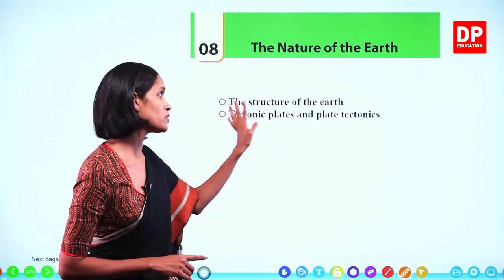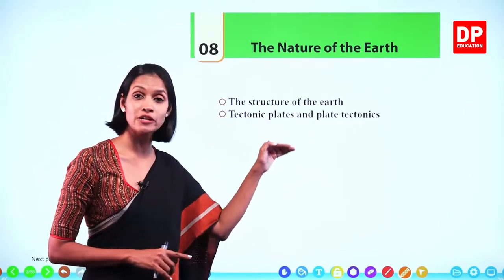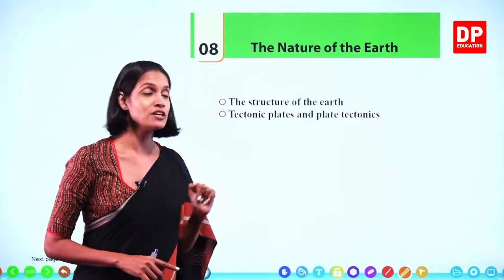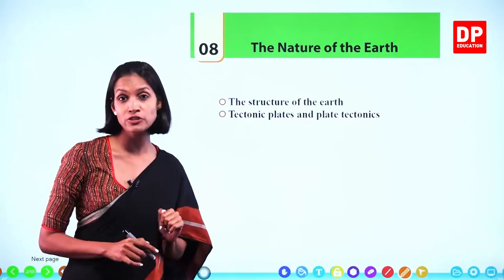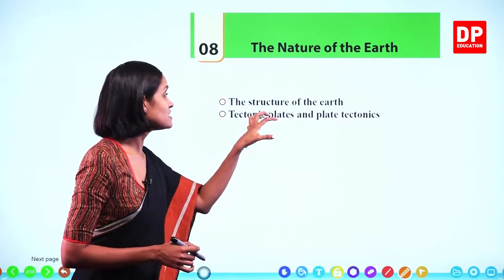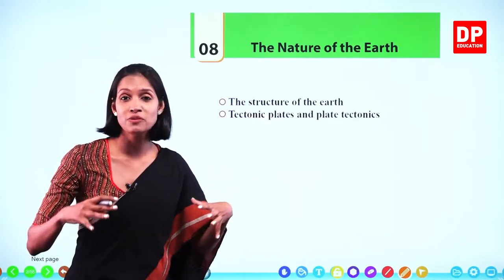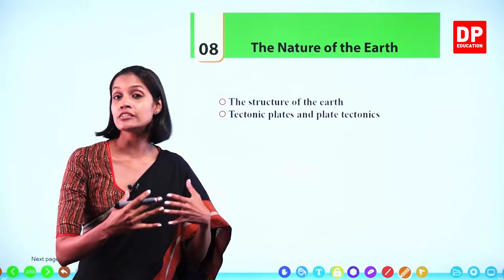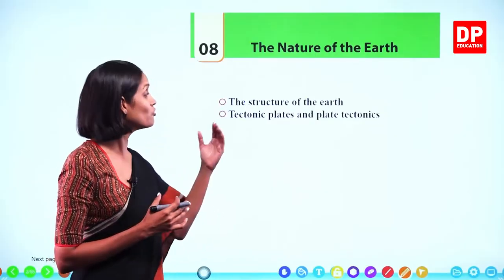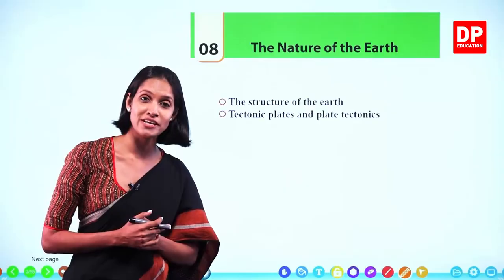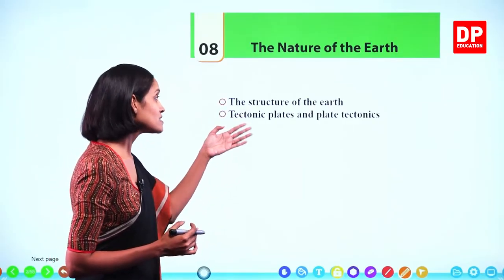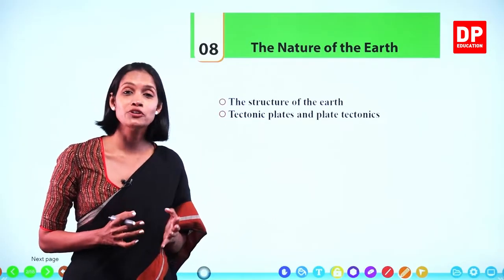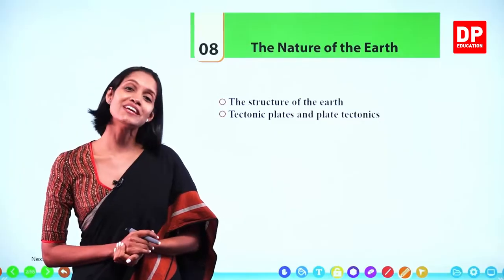And tectonic plates and plate tectonics. I'm sure you are going to enjoy this topic because you are going to learn a lot of new things under it. Under this one, you are going to learn that the earth is divided into solid plates, which are known as tectonic plates, and they move relative to each other, and that movement is known as plate tectonics. There are many results of the movements of these tectonic plates, and we are going to learn all about it. So let's get started.